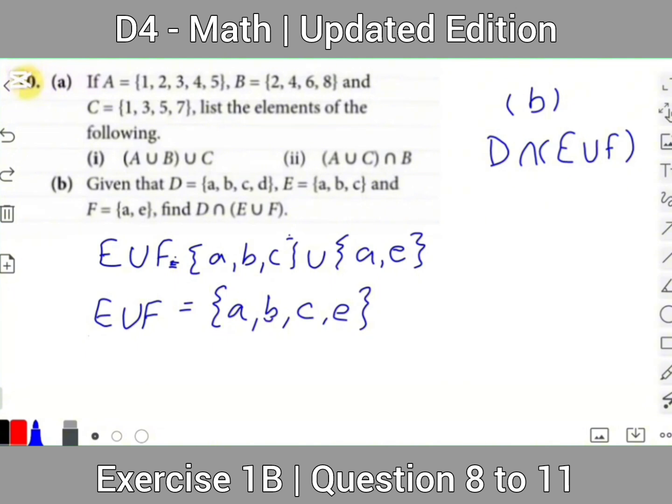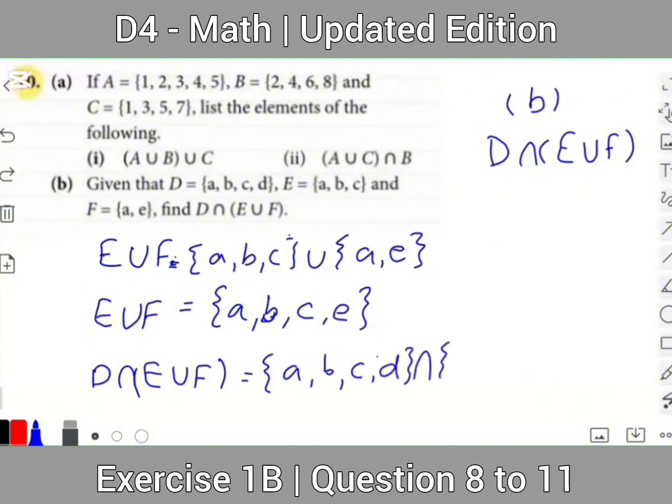Now we have to find out D intersection E union F. Since the set D is A, B, C, and D, intersection E union F is A, B, C, and E. So we just have to find out the elements that are common to both the sets, and those are A, B, and C. So D intersection E union F is equals to A, B, and C.